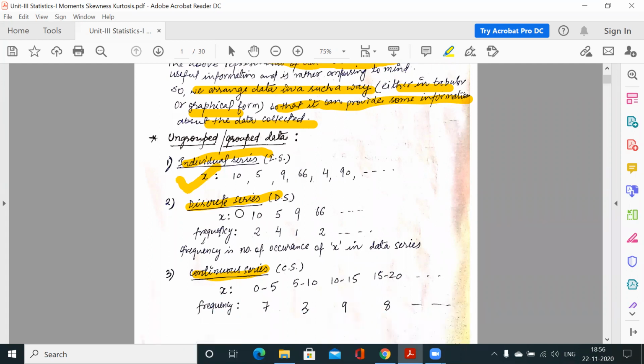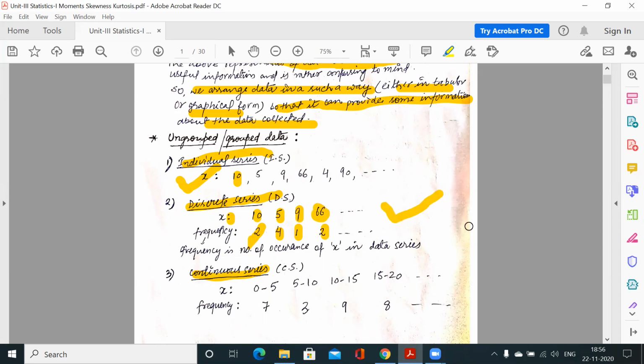Now the discrete series. If I arrange this data in such a way that, because there may be more than one student who got 10 marks, why should we repeat the number 10 again and again, here 10, here 10, like here. So I have counted how many students got 10 marks, suppose 2 students. So in the form of frequency, I'm representing the data now. So X, that means the marks. So 10 marks: there are 2 students who got 10 marks. There are 4 students who got 5 marks. There is 1 student who got 9 marks. There are 2 students who got 66 marks.